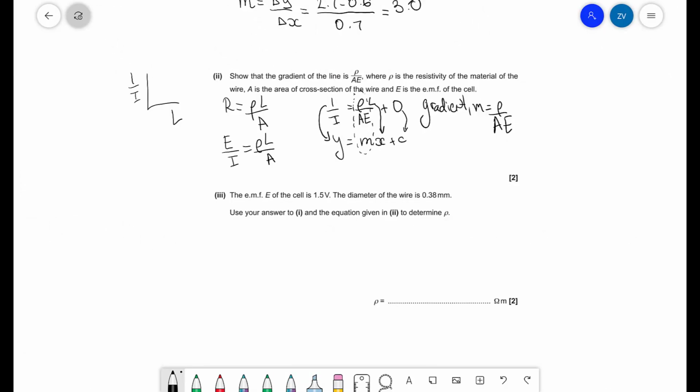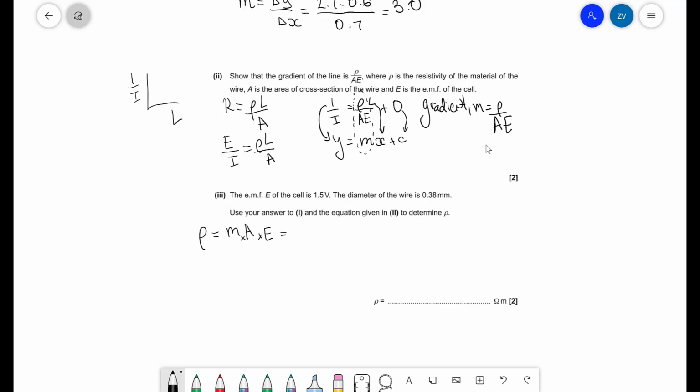Now for part 3, we know that the EMF of the cell is 1.5 volts and the diameter is 0.3 millimeters. We're going to be really careful when we're calculating the cross-sectional area. Use your answer to the part 1, which was the gradient, to determine the resistivity. Okay, well, we know that our gradient is equal to the resistivity divided by AE. So just rearranging this equation for the resistivity, we know that the resistivity will be M, the gradient, times the cross-sectional area, times E, the EMF.